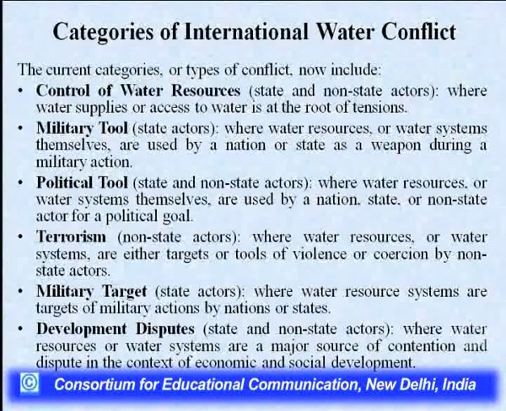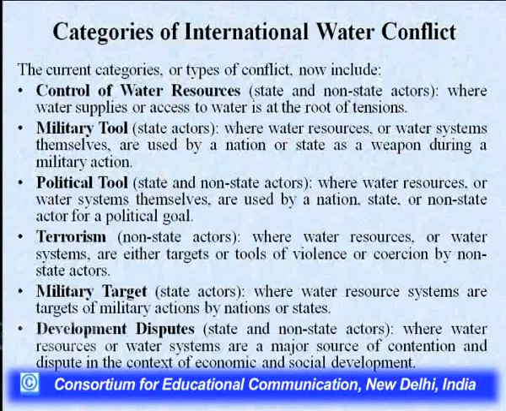So we should know the categories of international water conflict. One category is control of the water resource: who will control the water access, and where the supply of the water resource should go. This is the root of the main tension in international water conflict. Sometimes water acts as a military tool. Sometimes it works as a political tool, where some countries try to manage the water for their own benefit. Sometimes terrorism is also a category of international water conflict.